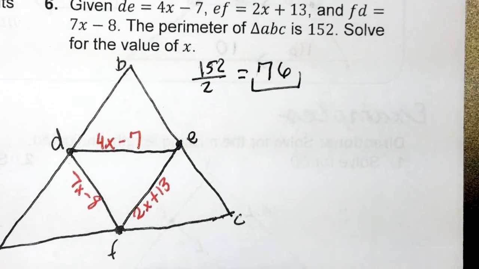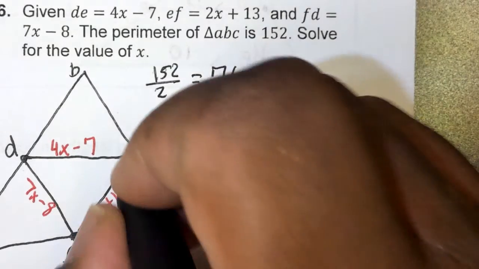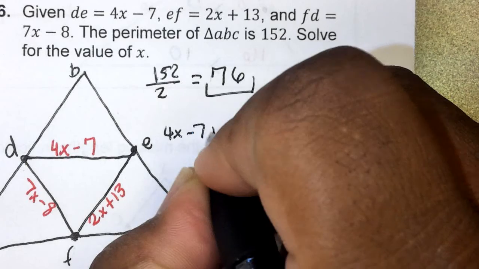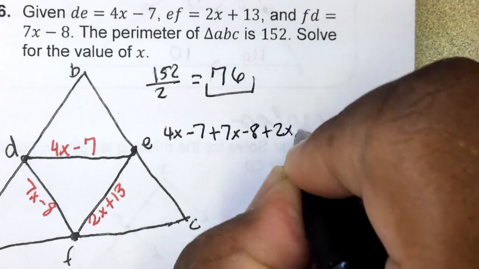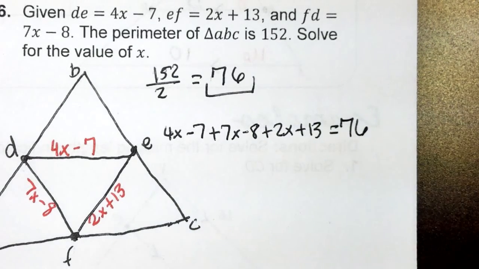And then from there, now you're ready to write an equation. And like he said, the equation is going to be 4x minus 7 plus 7x minus 8 plus 2x plus 13 equals 76, which is the full perimeter of triangle DEF. And then you solve for x. Let me know what you get.